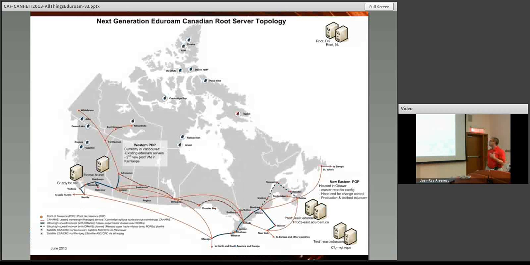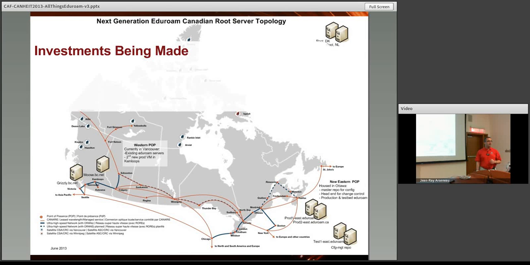And what we're in the process of doing right now is working with BCNet. They're virtualizing the environment for those existing servers. We're at least 50% done on that. We also have another VM that's going to be coming up in the Kamloops environment for the western point of presence. And on the eastern side, our new point of presence is going to be in Ottawa on the CANARIE infrastructure. We'll have a master environment for the repository for configuration, and we've been working on some geographic diversity and expanding the capacity and working on increasing some of the automation.